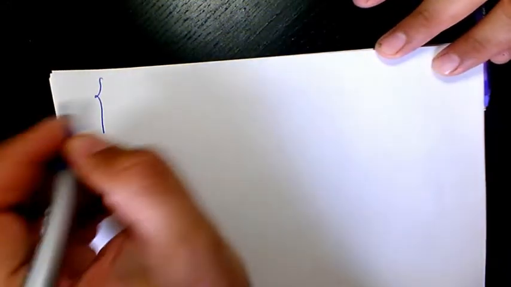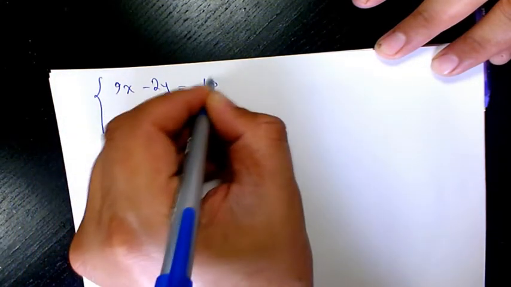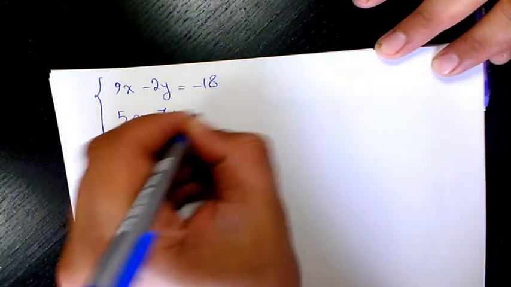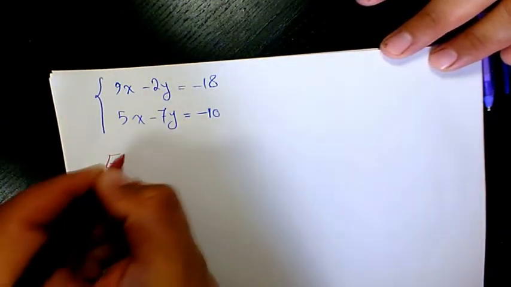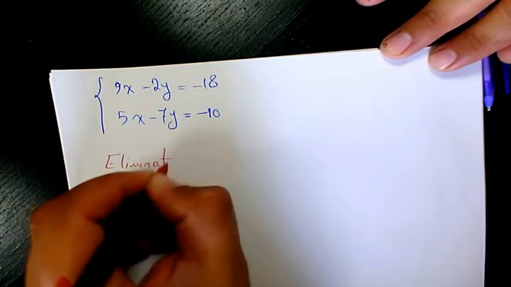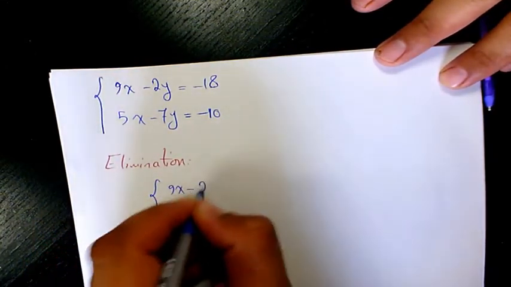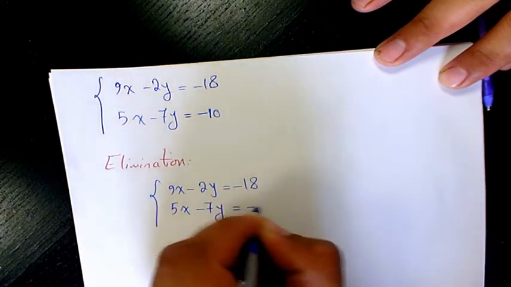Now let's see another example. This one says 9x minus 2y equals negative 18, and 5x minus 7y equals negative 10. I'm going to use the elimination method. When you use the elimination method, you have 9x minus 2y equals negative 18, and 5x minus 7y equals negative 10.